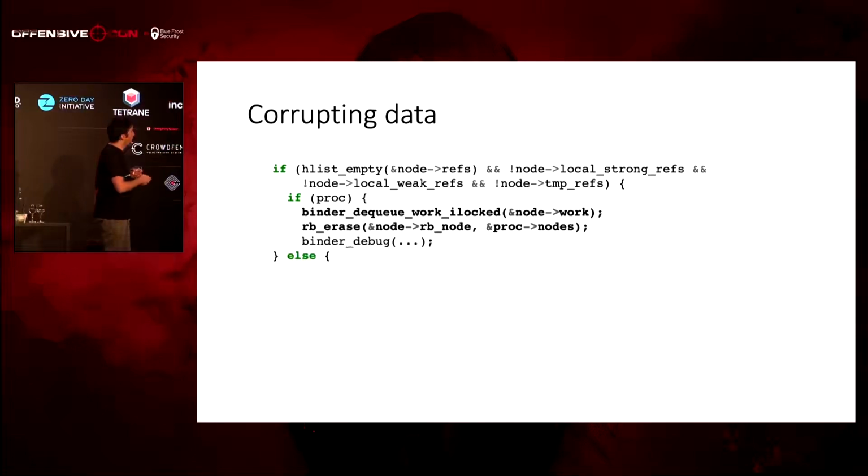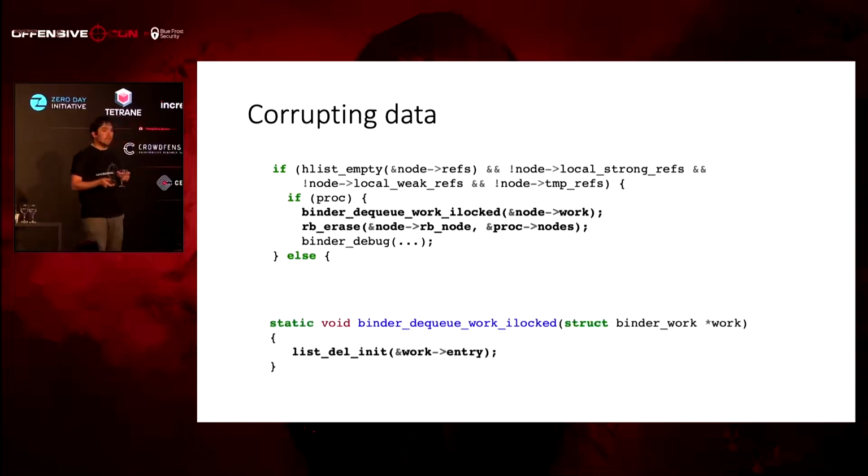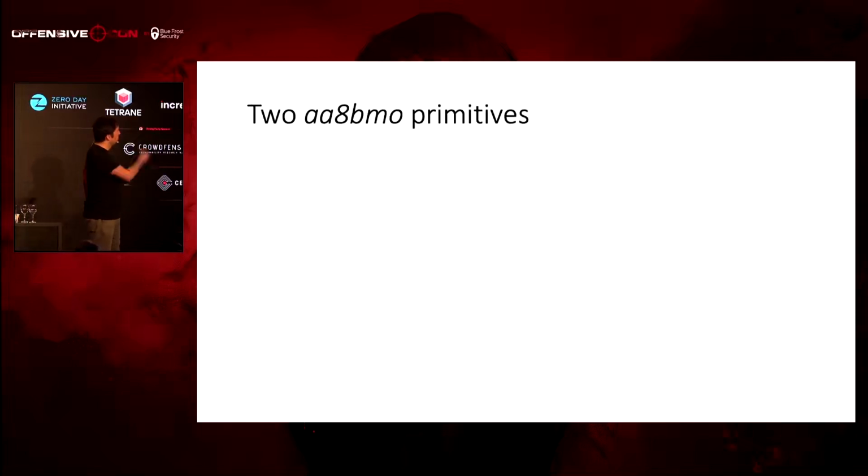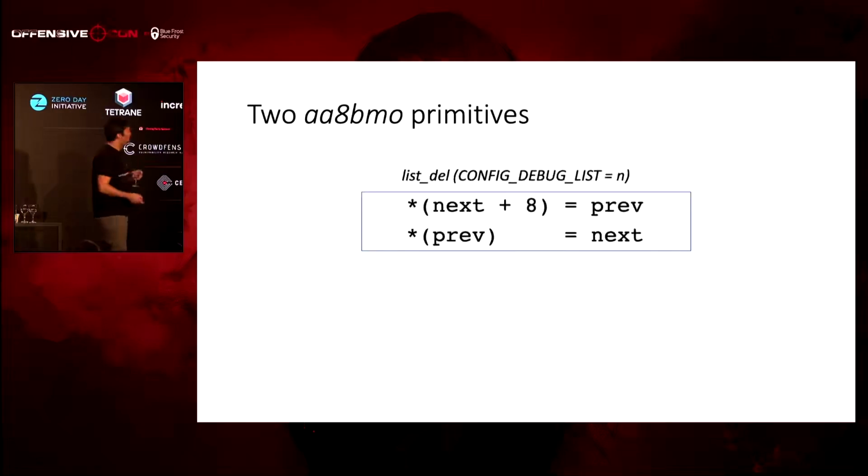And what happens then is that before it releases it, it will do these two things. The first thing is a binder_dequeue_work, which is God knows what. And the second one is an rb_erase, which is removing a node in an RB tree. The first one boils down to a list delete, which you have probably heard of if you've been here for 2 days. And the other one, you can make it boil down to some sort of list delete as well. So what we get is two almost arbitrary 8-byte mirrored overwrite primitives.